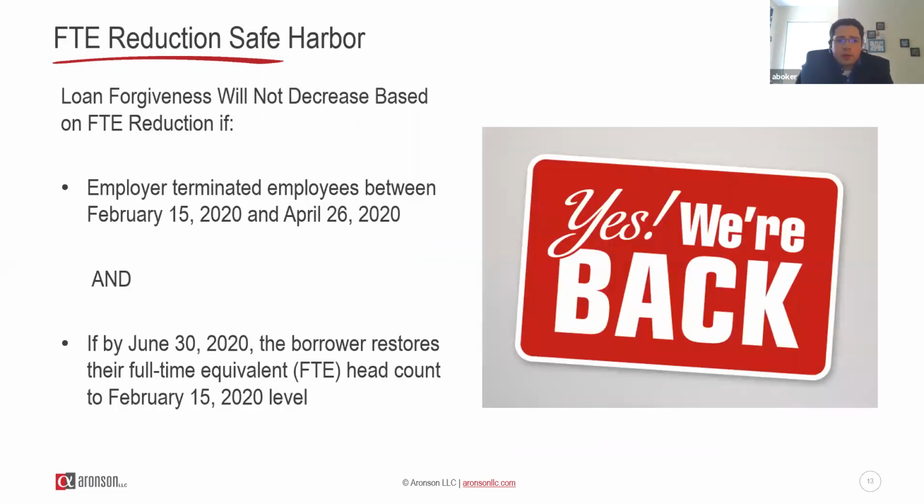And just like the salaries and wages, there is a safe harbor to catch up to FTEs. So with your loan forgiveness, if you reduce the amount of FTEs, you won't get docked for that if two things happen. One is an employer, they terminated employees between February 15th and April 26th of this year. And second, and again, old rules, as of June 30th, 2020, the borrower restores their FTE headcount to the February 15th level. So again, two safe harbors that are out there if you reduce salaries and wages, and if you cut FTEs.